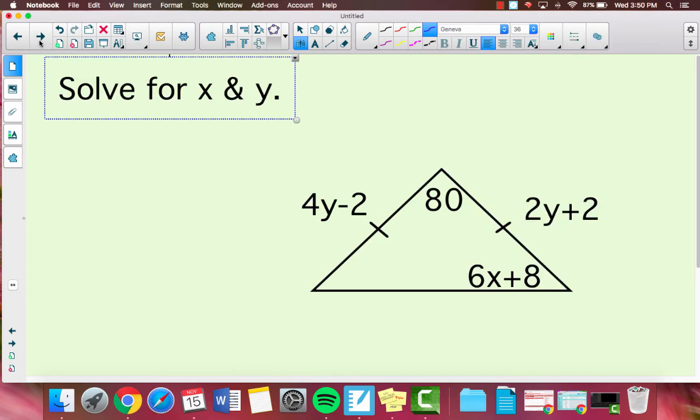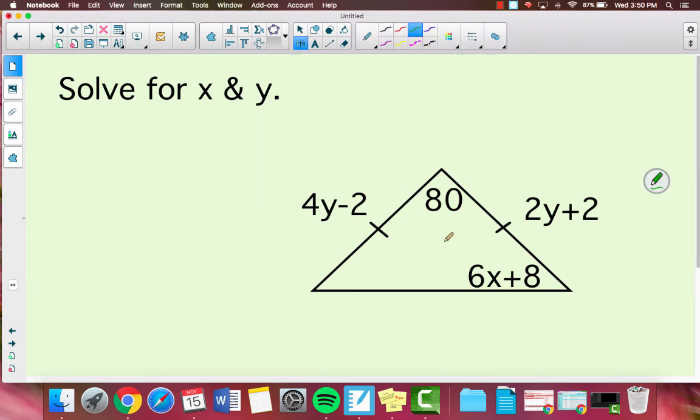Same concept for this. Here, we just have 2 variables to solve for instead of 1. So in this particular problem, let's start solving for y first. So we know it's an isosceles triangle again because we have 2 segments that are the same, or 2 legs. And what we know is that this side and this side are marked congruent. So we can automatically set those equal to each other because they're sides.